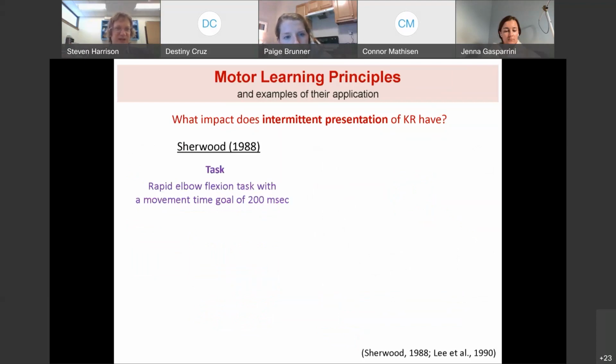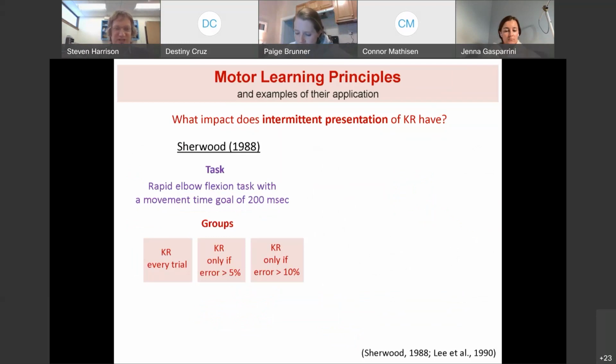Okay, so let's look at another example. So similar kind of task. Your task is to rapidly flex your elbow and produce a movement that has a movement time goal of 200 milliseconds. So, a dumb task, but we can study different principles to see the relative benefits of them. Here we're going to look at yet another principle about how you could organize the training, and we've got three groups. We've got a knowledge of results on every trial group, so you're going to get feedback about your time relative to the goal time.